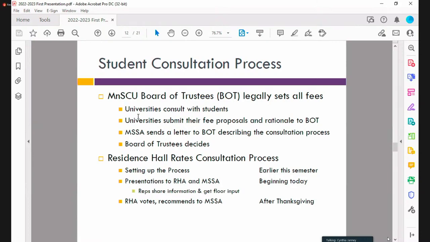So here is the process captured again. Forgive me, I still have this slide saying MSSA; I should say Student Government sends a letter to the Board of Trustees describing the consultation process. So Student Government can say, we were presented with information and it was really terrible, or we were presented with information and it was helpful. We like the fees, we don't like the fees, but it's not a matter of saying we vote the fees down and we make a different proposal. It's really a matter of saying, do we have a chance to engage in the process? And my hope is that during the engagement in the process, I get the feedback, and then when questions arise, I can respond to those.